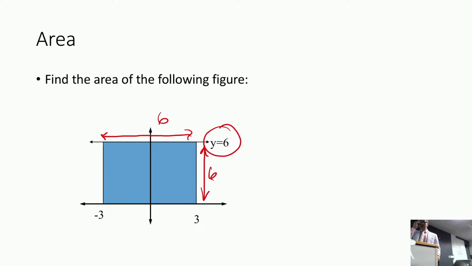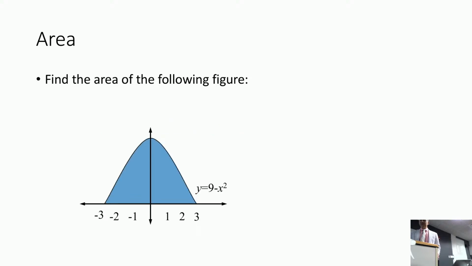So this is all well and good, until you throw something like this into the mix. And now suddenly, what do we do? y equals 9 minus x squared. How do we find the area of this thing? This is something that has puzzled mathematicians for millennia. And Archimedes actually solved this problem.